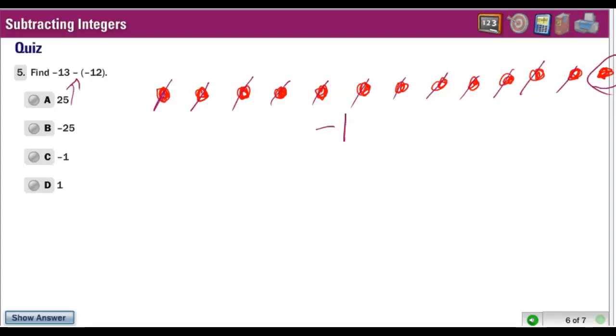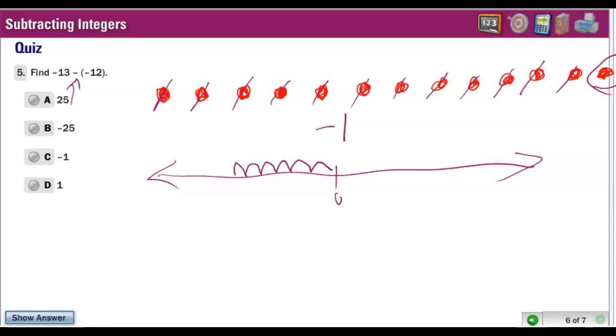Let's use the number line for this one. So this is 0. And so remember negative 13, right? So you start at 0. Negative 13, you're going to jump 1, 2, 3, 4, 5, 6, 7, 8, 9, 10, 11, 12, 13. You're going to jump negative 13.